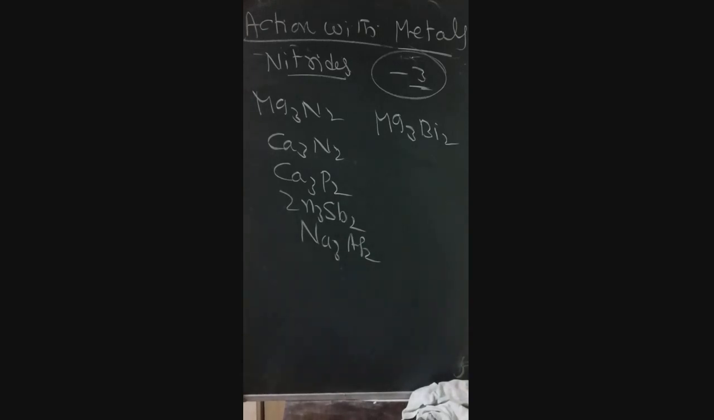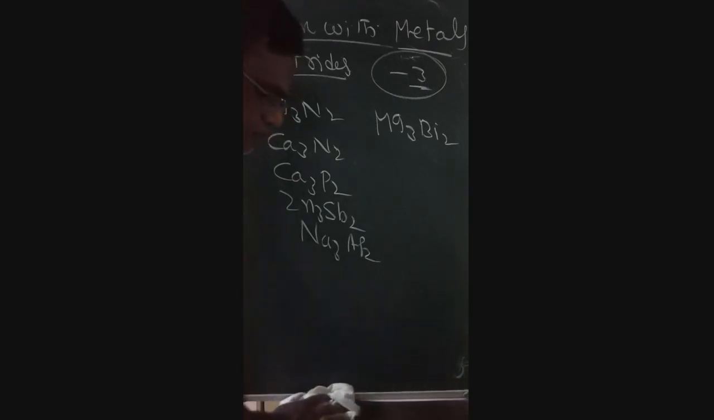Okay, children. So these are the chemical properties of the 15th group elements: the nitrides, reaction with metals, reaction with halogens, reaction with oxygen, reaction with hydrogen. These are the general properties of this group of elements.